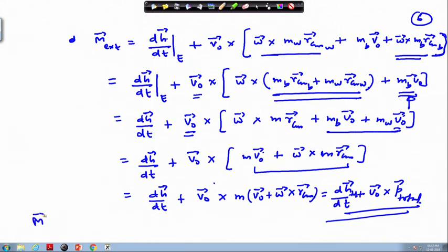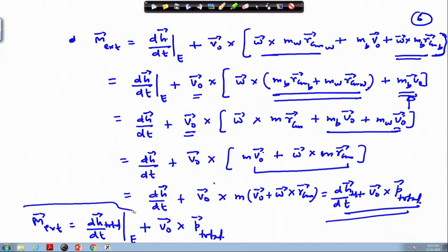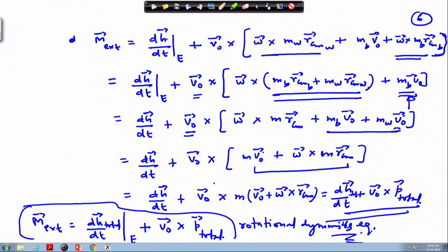So, what we have got, m external, this is what we wanted to prove: dS/dt, this is total with respect to the E frame, that is the inertial frame, plus v0 cross p total. Okay. So, this gives us the equation of motion, the rotational dynamics equation. And this equation is of immense importance.